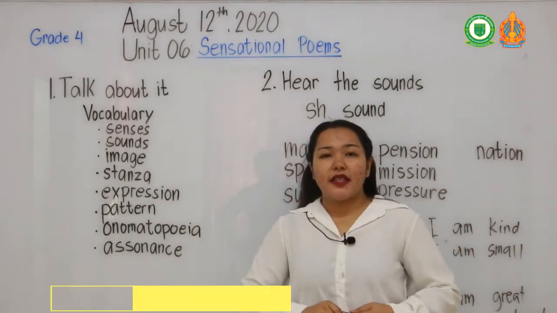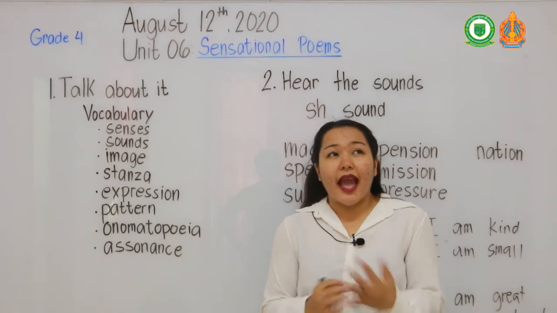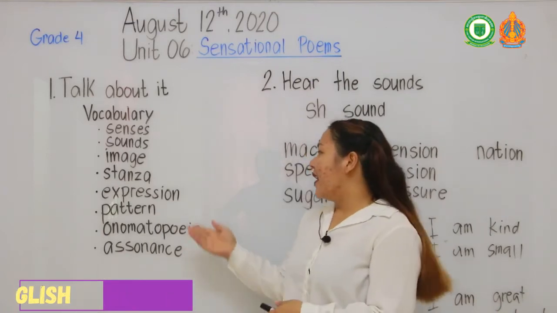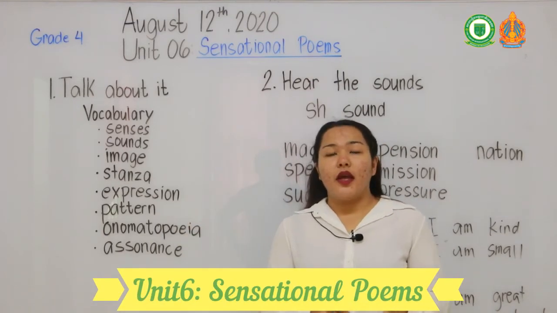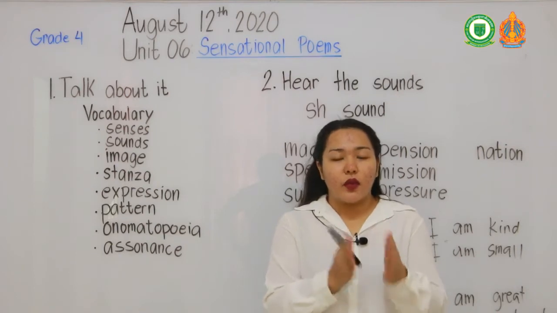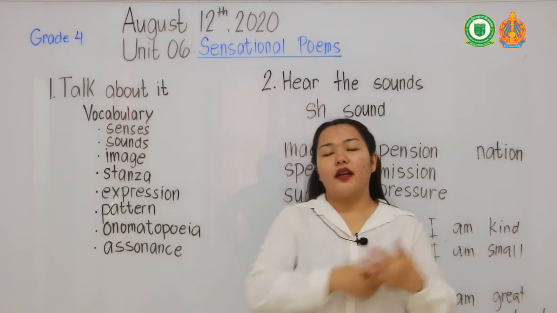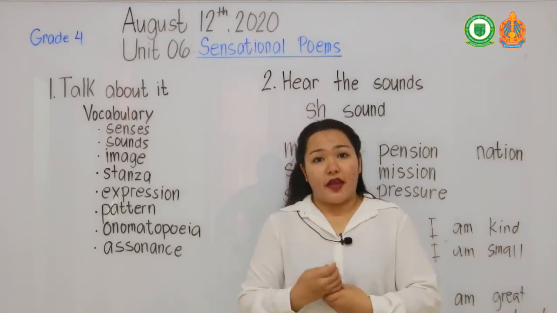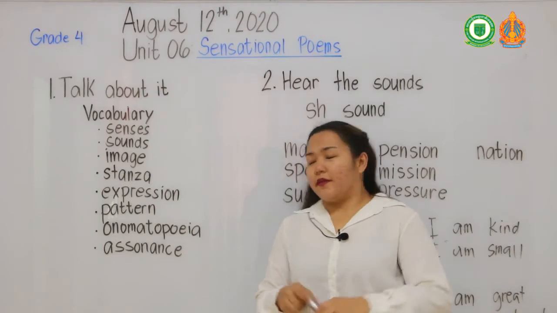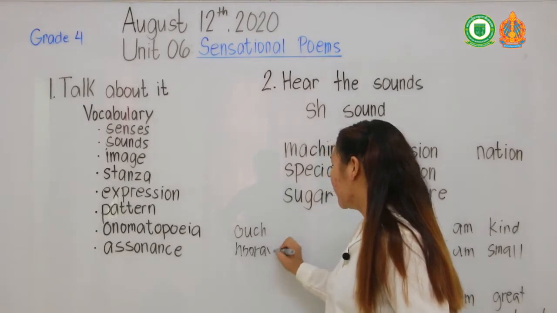Expression, when we say expression, it's how you react to things. For example, you hurt yourself and you would say, ouch. So ouch, that is one way of expressing that you're hurt. Okay, next, pattern. Pattern is something that we follow. It can be colors and numbers. It depends, but it's something which we follow, okay? It's something that shows us how things work or how we do something. Okay, so onomatopoeia, I'll give you examples first. For example, ouch, hooray, boom.